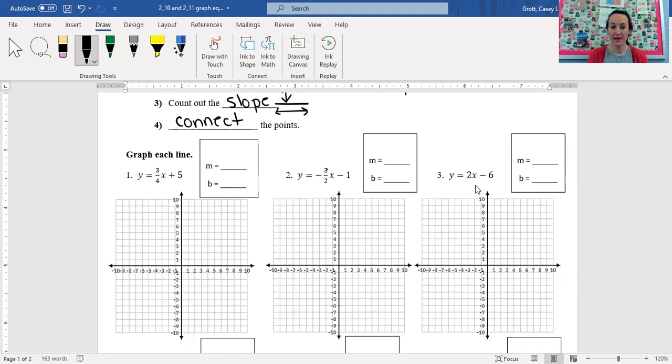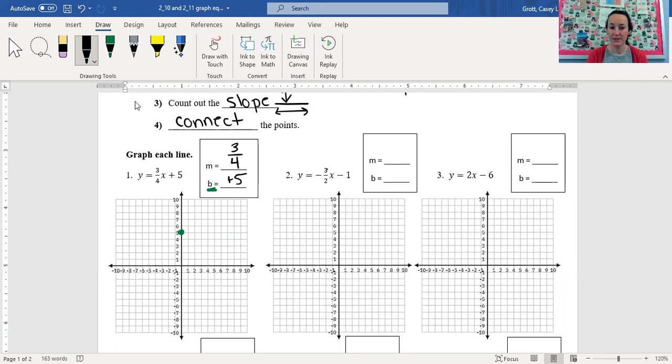Okay, we're dealing with m and b again. So m is my fraction, my slope. I have 3/4, and my b is a positive 5. So step 1, we're going to plot b. b is positive 5. I'm going to put a point at positive 5. Now I'm done with this number.